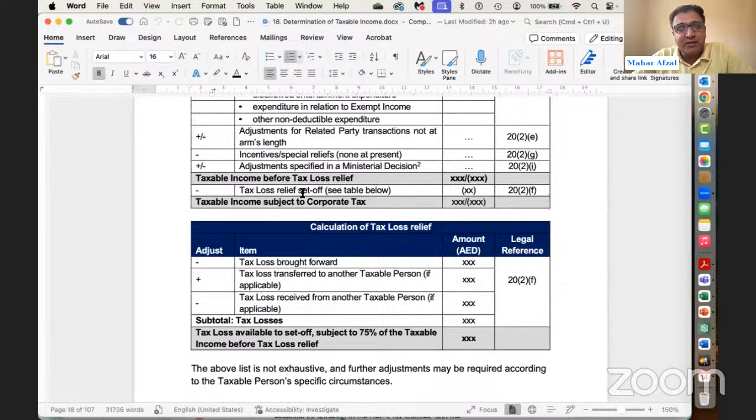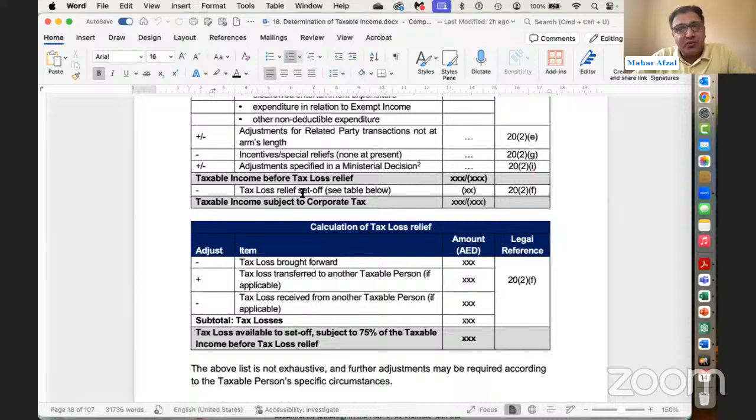Based upon the accounting income, you need to make the adjustments. These adjustments can be exempt income, non-related business expenses, reliefs, non-allowable expenses, and then there's a TP adjustment. After making all these adjustments, you will arrive at one number. That number needs to be adjusted with the carry forward tax losses. Then the remaining amount will be subject to tax: up to 375,000, if you are not a qualifying free zone person, 0% corporate tax. Beyond that, 9% corporate tax is applicable.